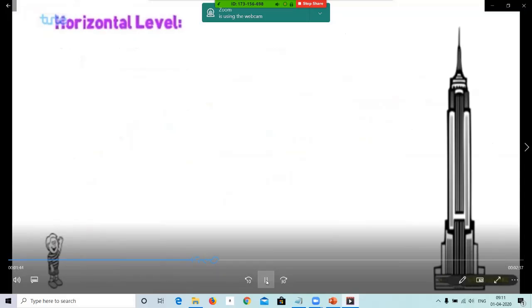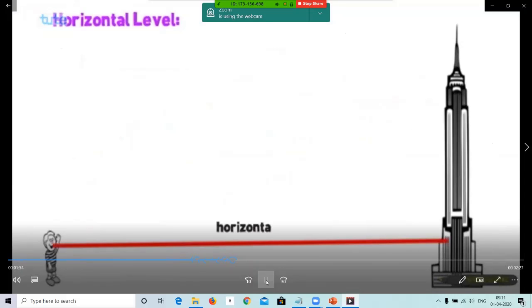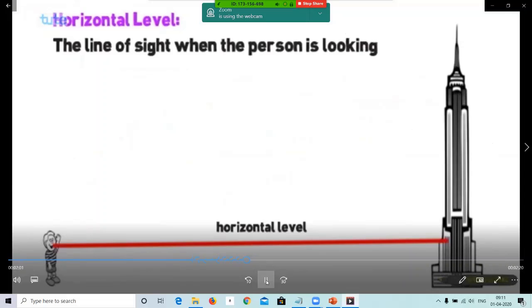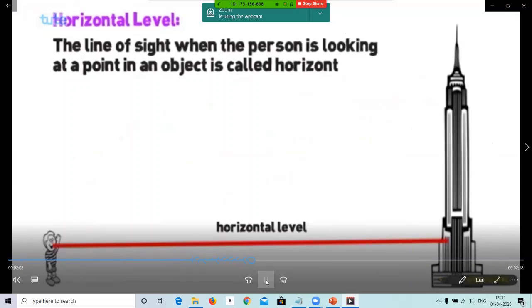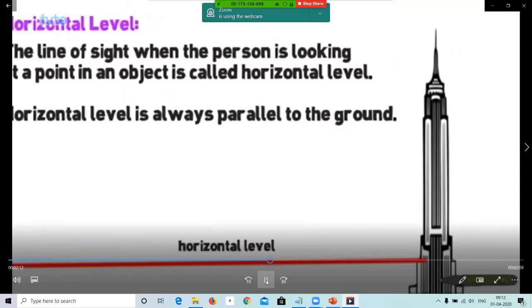Let's see, what do you mean by horizontal level? A boy is standing on a ground at a certain distance from a tower. That boy is watching exactly straight to a certain point on the tower. That imaginary line is called horizontal level. So horizontal level is the line of sight when the person is looking straight at a point in an object. Horizontal level is always parallel to the ground.